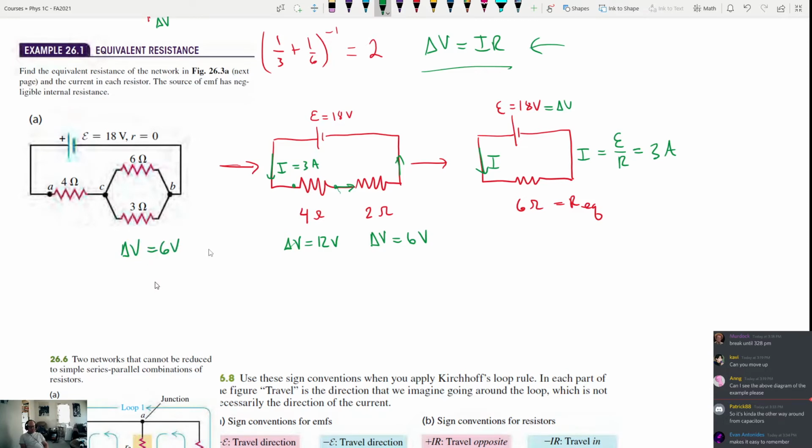So our goal is to find the current through every resistor. Then in order to find the current through this resistor, we have to take I equal to delta V over R, right? So 6 divided by 3 ohms will give us the current, which is going to be 2 amps through this one. And then if we take the voltage of 6 volts and we divide by 6, that means the current flowing through here is going to be equal to 1 amp.